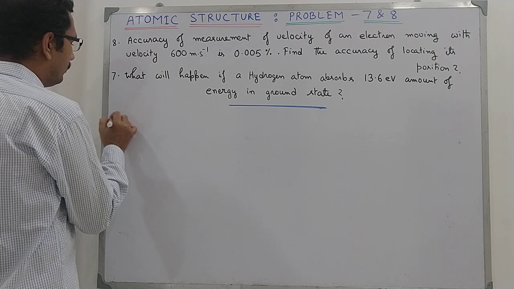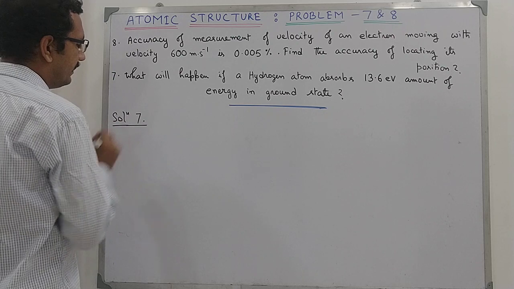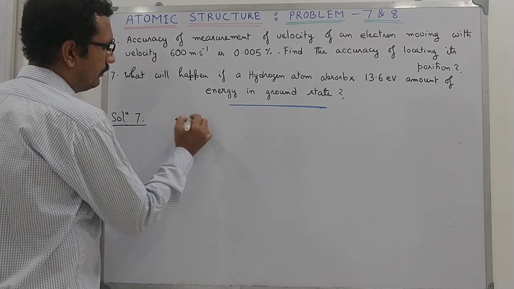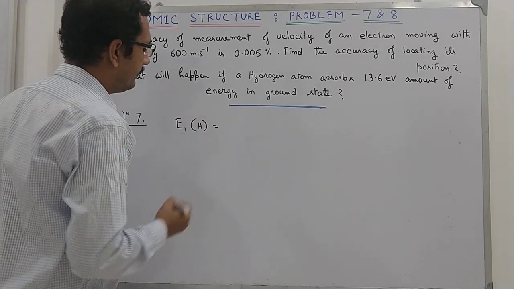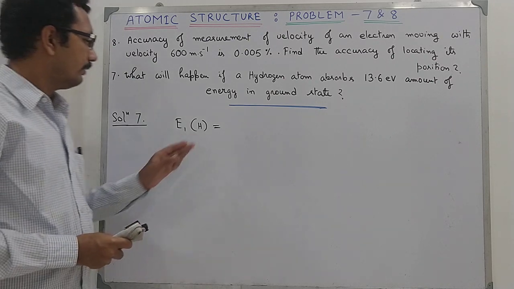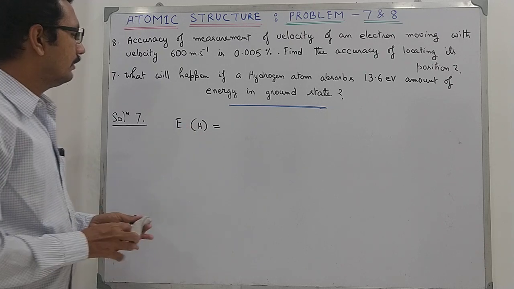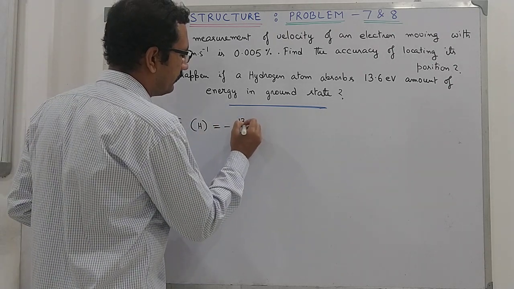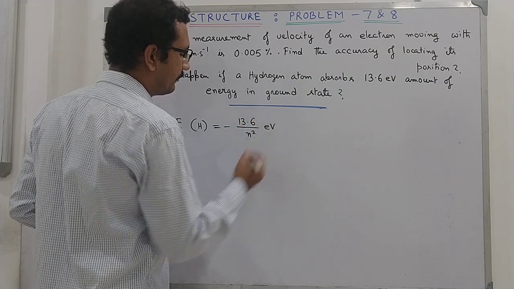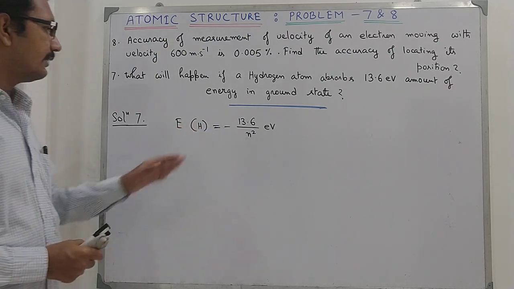Now for the solution of problem 7, we can write the energy of hydrogen atom to be minus 13.6 upon n square electron volt. This is the energy of an electron for a hydrogen atom.